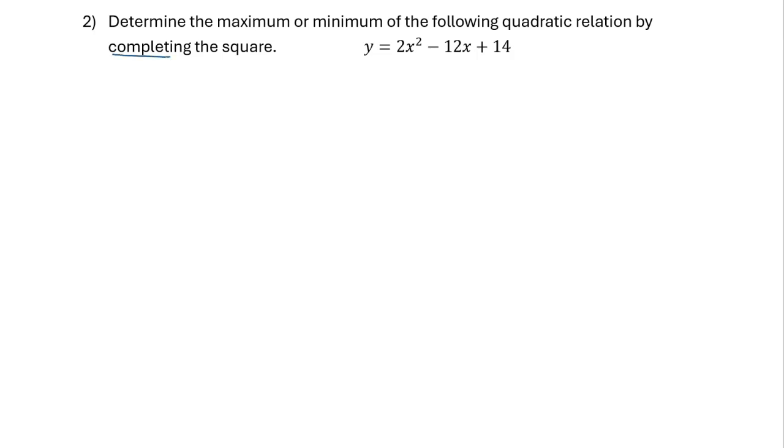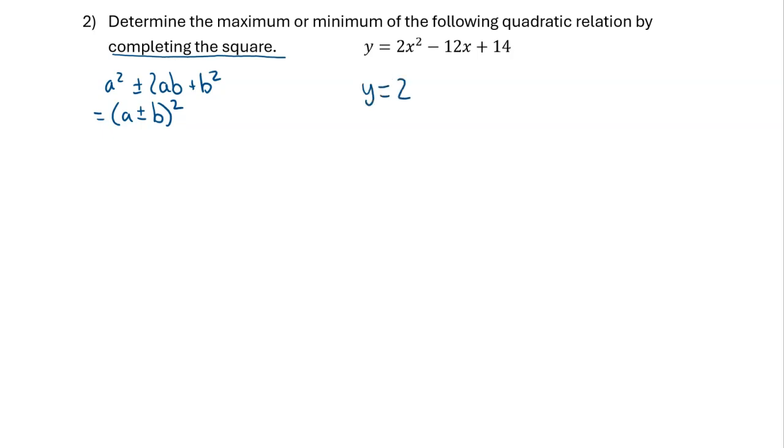So the second question is this: determine the maximum or minimum of the following quadratic relation by completing the square. So here is where we cover how to do that. So we have y equals 2x squared minus 12x plus 14. And so the key to remember is that to get a perfect square, it's in this form. So a squared plus or minus 2ab plus b squared is equal to (a plus or minus b) all squared. In the last unit, I factored those. But here, we're going to factor it once we form a perfect square.